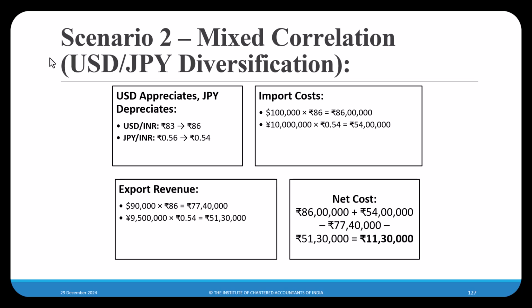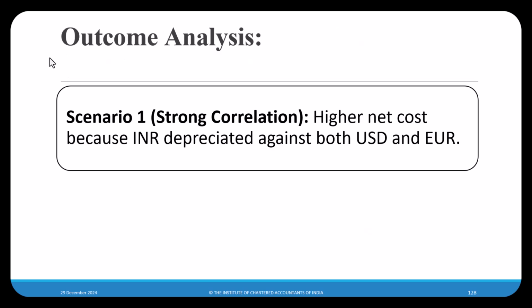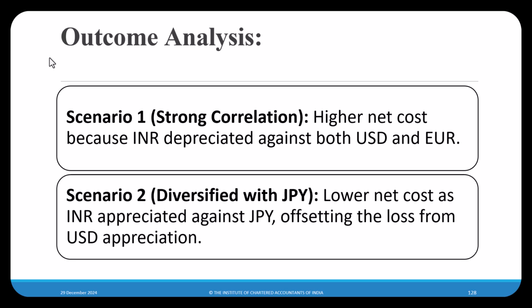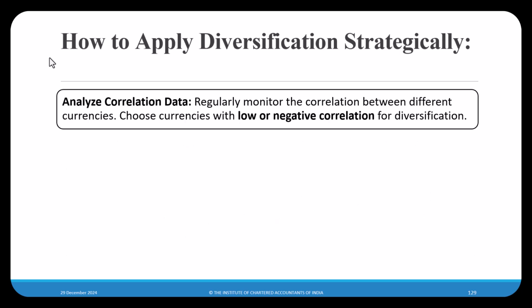So the total cost will come down to 11,30,000, because these currencies are not strongly correlated. Scenario 1, strong correlation: higher net cost because INR depreciated against both USD and euro. Scenario 2, diversified with Japanese yen: lower net cost as INR appreciated against the Japanese yen, offsetting the loss from US dollar appreciation. Okay, is that clear? So now you can read through the slide because you understand the concept. You can always check the numbers to see whether the maths is working and how.